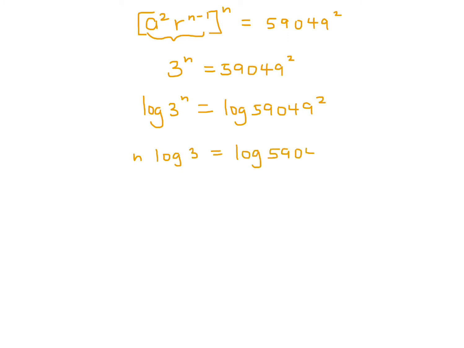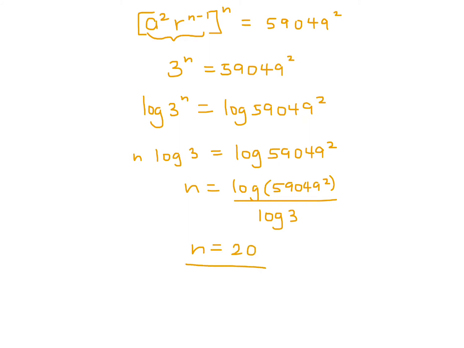And now all we have to do is just isolate for n. N would be the log of this big long number over the log of 3. And when you get out your calculator and you calculate that, you will get n equal to 20. And I encourage you to go back and verify if this actually does work. It's not required, but just to make sure.